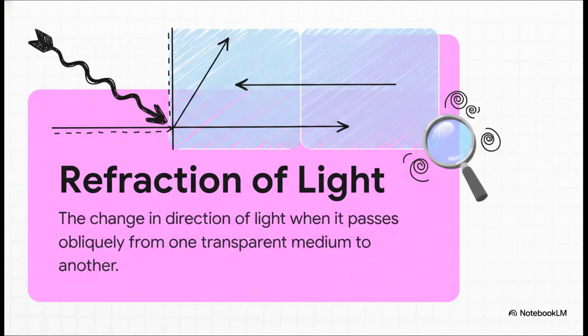Okay, so here's the official definition. Refraction of light is just the phenomenon of light changing its direction when it travels from one transparent material or medium to another. Now, the key word, the one you've got to remember, is obliquely. That just means at an angle. See, if light hits a new material perfectly straight on at a 90-degree angle, it just goes right through. But at any other angle, it's going to bend.